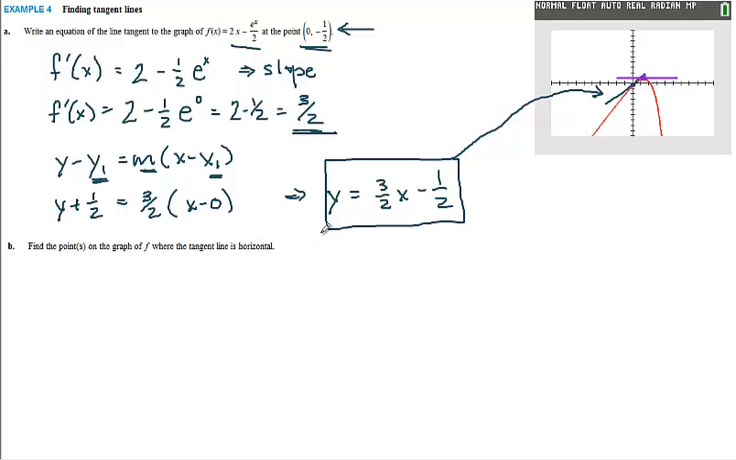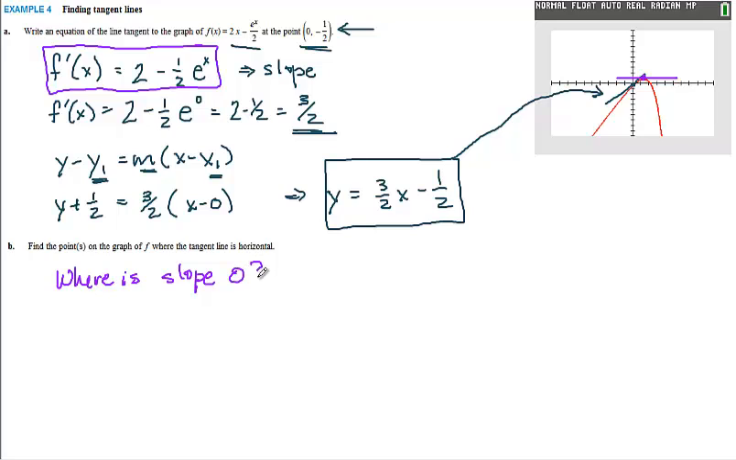Well, here's the equation for slope. There's the equation for slope. So I want to know where the slope is 0. So that's really what they're asking you. Where is the slope 0? So I'll just say 0 equals 2 minus 1/2 e to the x.